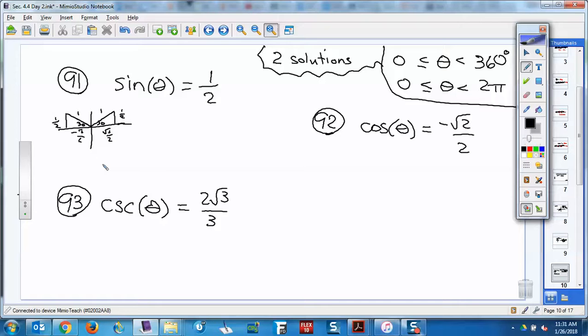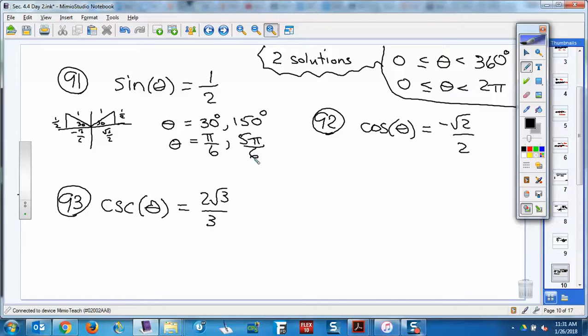So 30 here and 30 here. So that's 30 and 150. So then it's just a matter of writing down, okay, theta equals 30 degrees, 150 degrees, or theta is pi/6 and 5 pi/6. Okay, so we'll be going into that more later on. This will not be on the next quiz.